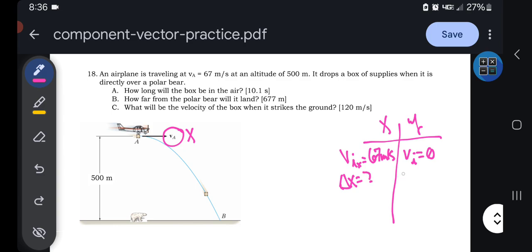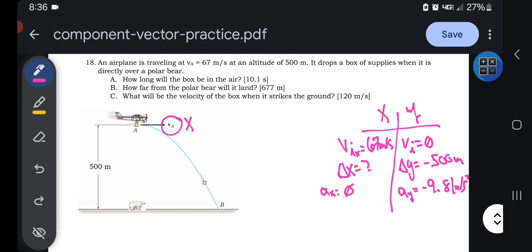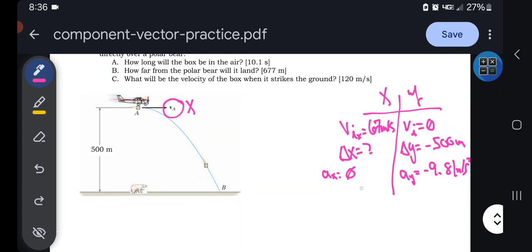Delta X, I don't know. Delta Y, negative 500 meters. How long will the box be in the air? Alright, acceleration. I'm looking for time.